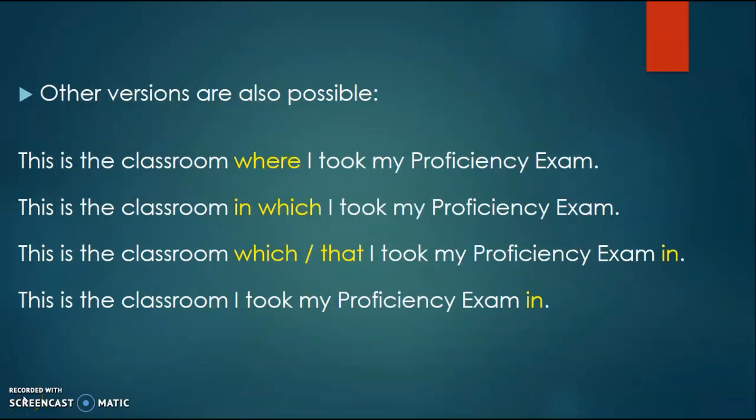Okay, in this slide we can see that there are 4 different ways we can use where in a relative clause. Let's look at the examples. This is the classroom where I took my proficiency exam. This is the classroom in which I took my proficiency exam. This is the classroom that I took my proficiency exam in. And finally, we can omit the relative pronoun as long as we keep the preposition in the sentence. This is the classroom I took my proficiency exam in.